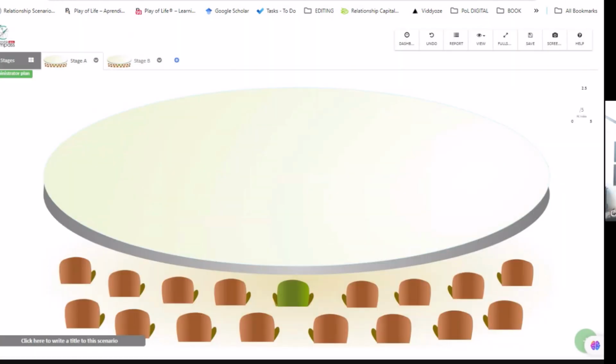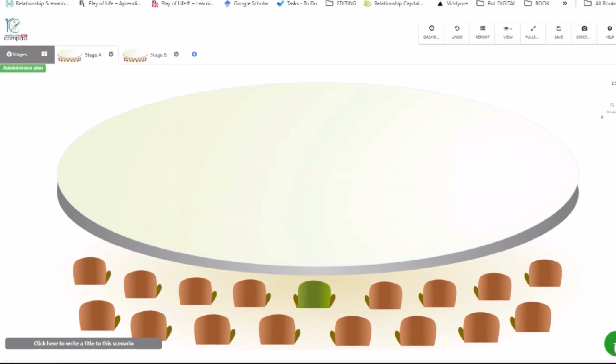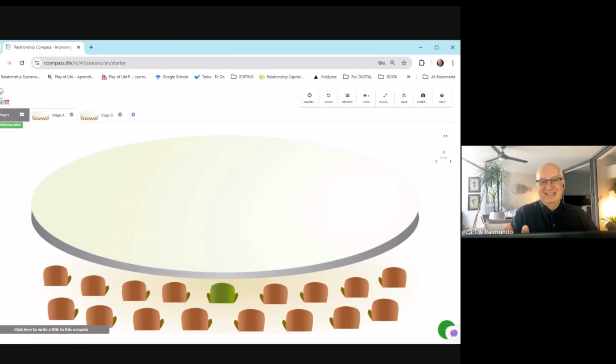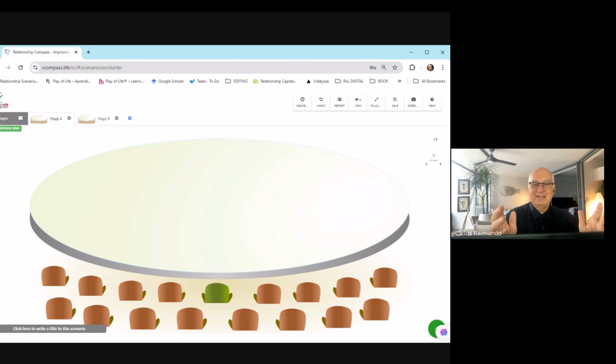Here we have in front of us a scenario, and you have chairs here and one green chair. This is to create a relational mapping on the stage. It allows me to sit in this green chair and to look at my relationships. So it's very hard for us to look at our relationships. The idea of RCompass and also the play of life is to be observers of our own relationships, like a mirror of our relationships.